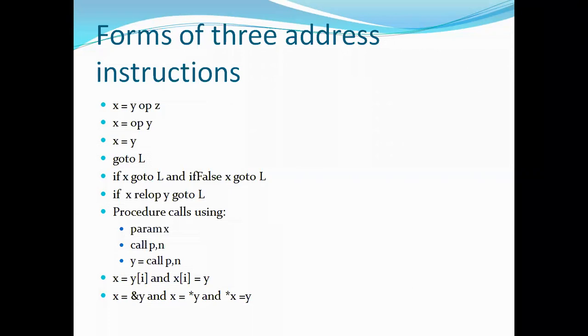And finally, to represent addresses or pointer assignments, we need to use forms like x = &y and x = *y and *x = y. Is it clear what the representations are? These are the intermediate code form representations, that means types of three address statements. We're naming it as types of three address statements.